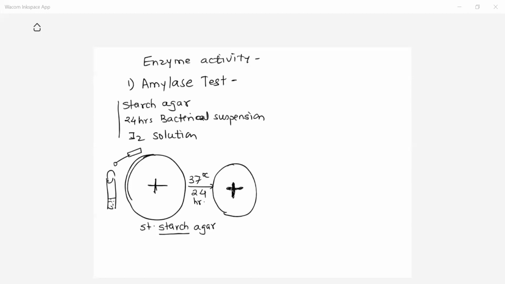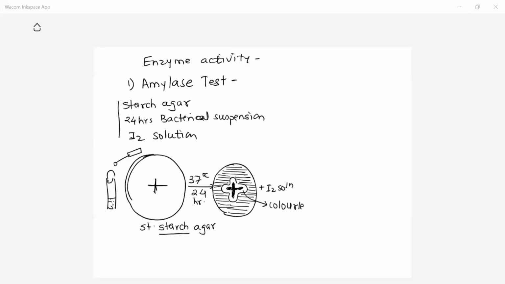Now, on the second day, observe the growth and add iodine solution on the plate. When you add iodine solution, you will get a colorless zone around the growth of the test organism, and the rest of the plate will remain blue. These lines indicate the blue color, and adjacent to the colony, we will get a colorless zone.